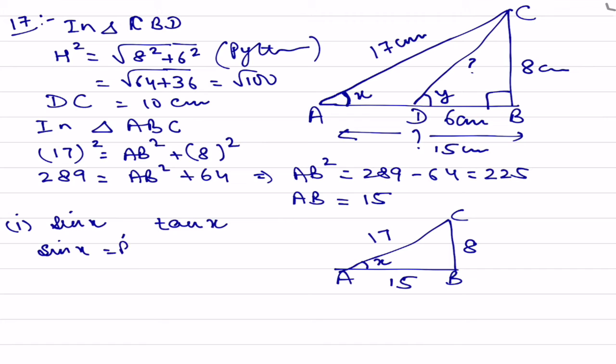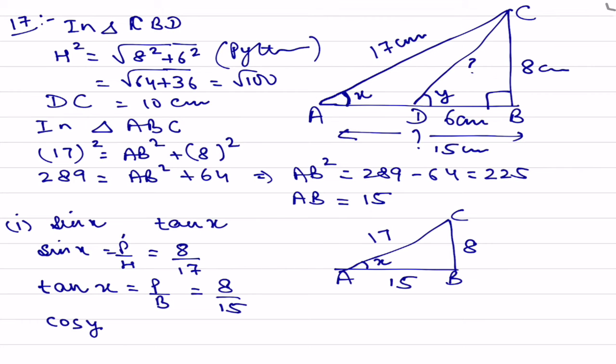So sin x is P upon H. Perpendicular is 8, hypotenuse is 17. So first part answer is 8 by 17. Second part is tan x. Tan x, tan is P upon B. Perpendicular is 8, base is 15. So the second part is 8 by 15.